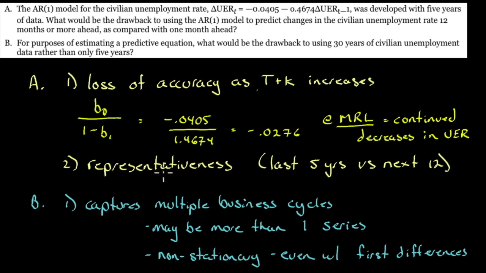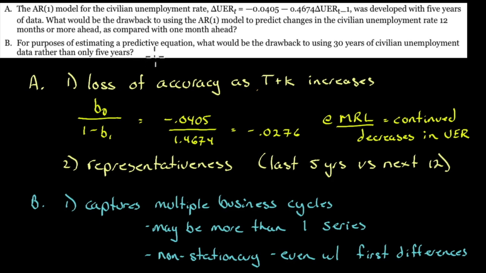The second problem is representativeness. As you're saying, well, we're taking the last 5 years. If you're going to go out another 12 months, you're suggesting that the model you have is going to represent what the next 12 months are going to be. Perhaps it will not be representative.